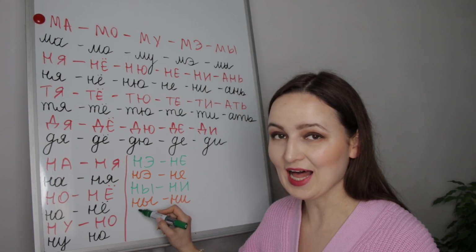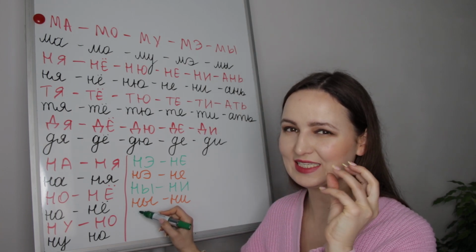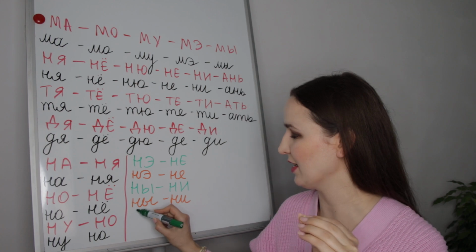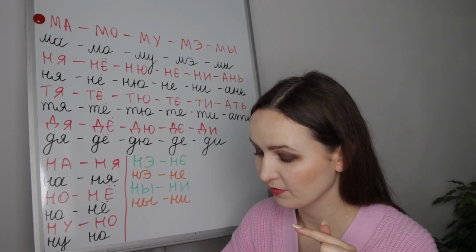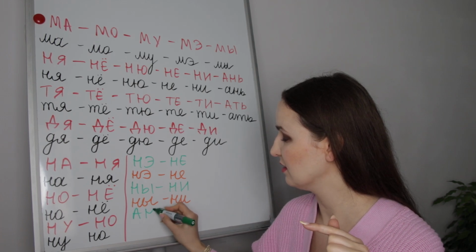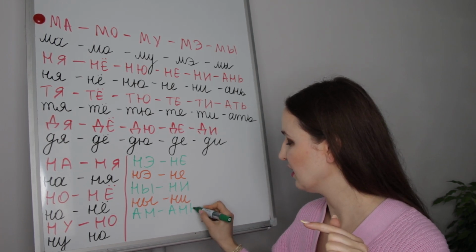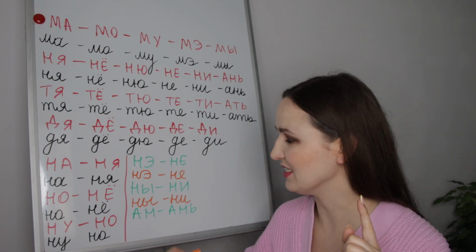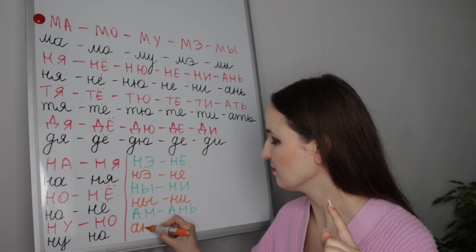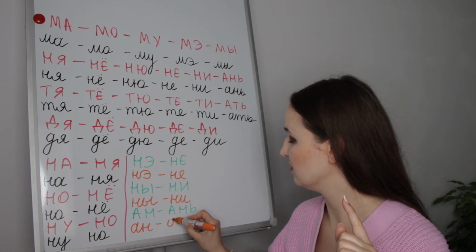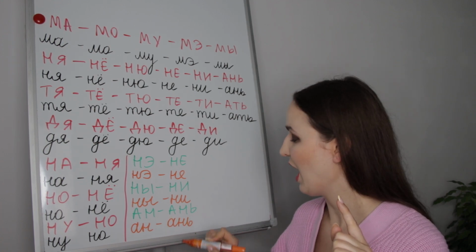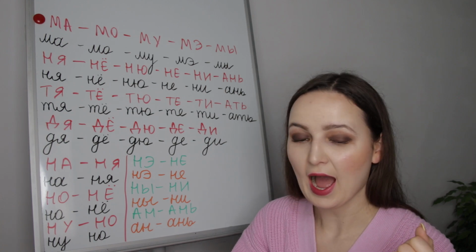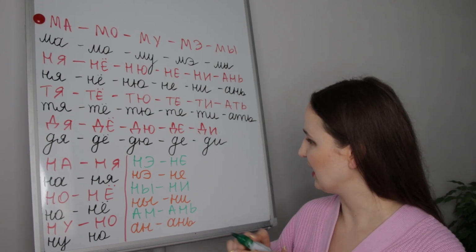Дальше, ан, ань. Now let's hear the difference between a consonant and a consonant with мягкий знак, the soft sign. Ан, ань. Much softer, right? And here create a connection. Ан, ань. Next syllable.